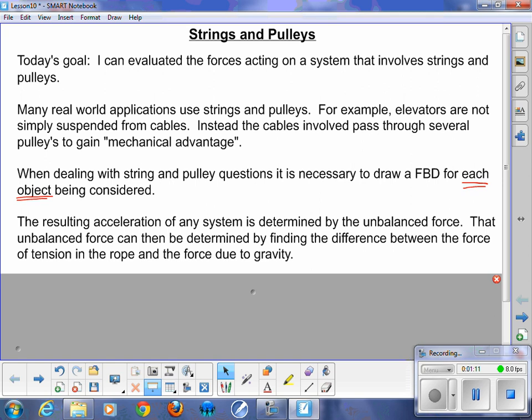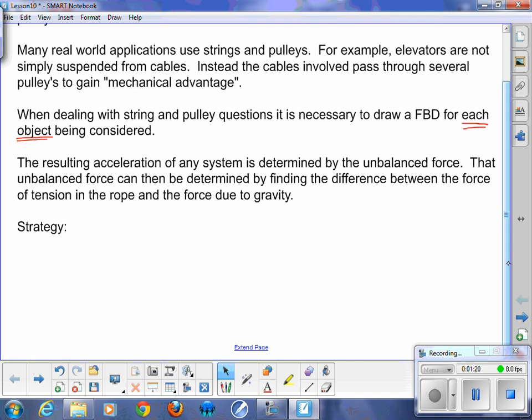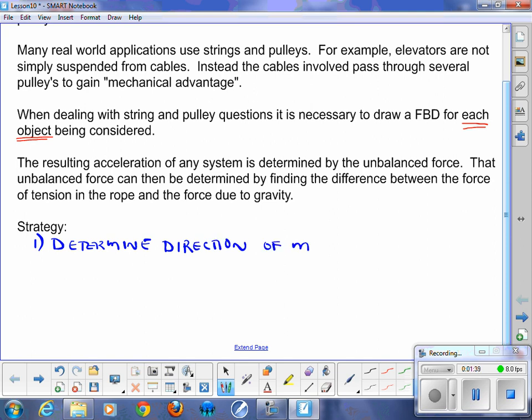The unbalanced force can be determined by finding the difference between the force of tension in the rope and the force due to gravity. So that being said, let's talk about the strategy to solve systems within this category. So what's our strategy? Well, number one, we need to determine the direction of motion. Now, you're not always going to know the direction of motion. So there are times where you're going to have to take an educated guess.